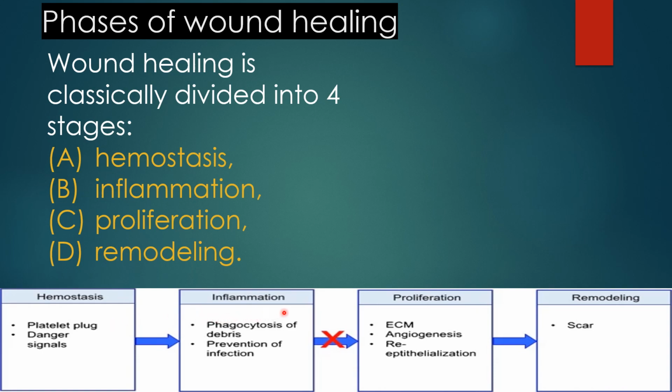Then coming to inflammation, which will occur within 24 to 48 hours after injury. Here, inflammatory cells like polymorphonuclear cells, neutrophils, and macrophages will appear, and they will destroy the antigens and foreign bodies present at the wound site and clean the wound, which is called inflammation. Then proliferation, which will occur after 3 days.